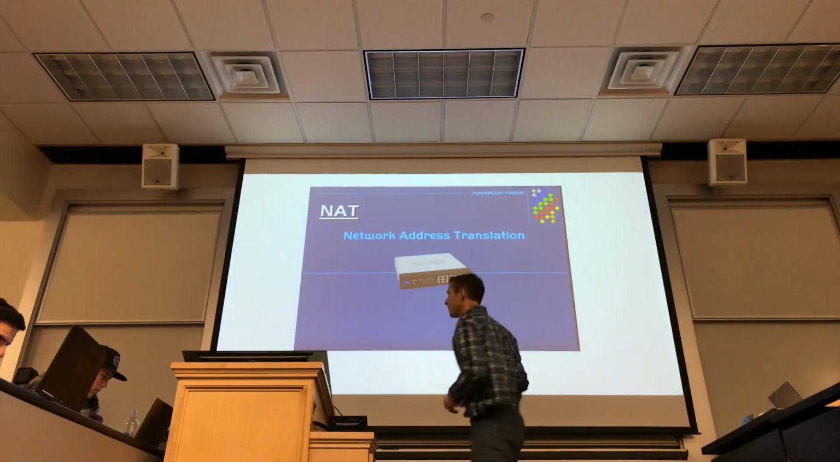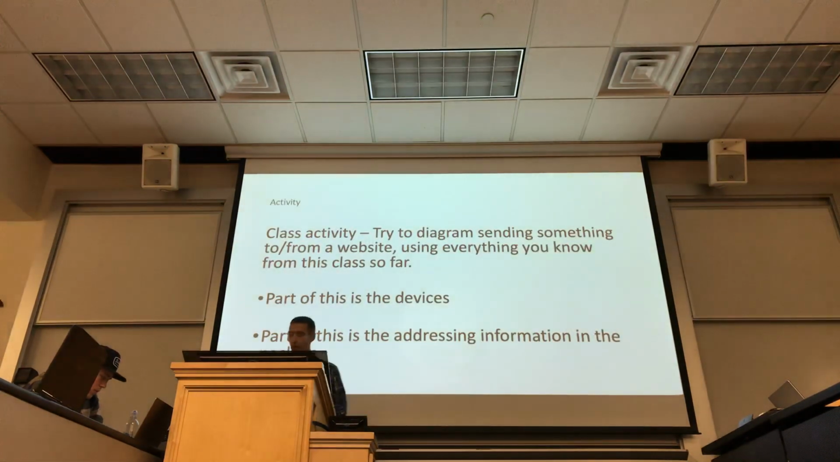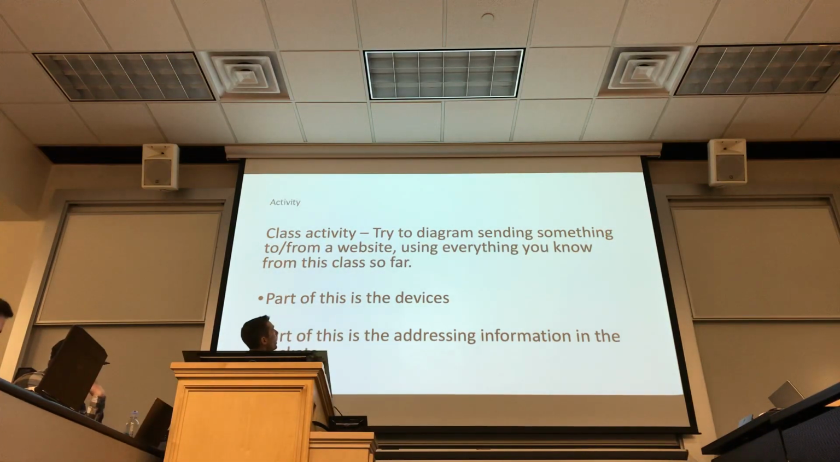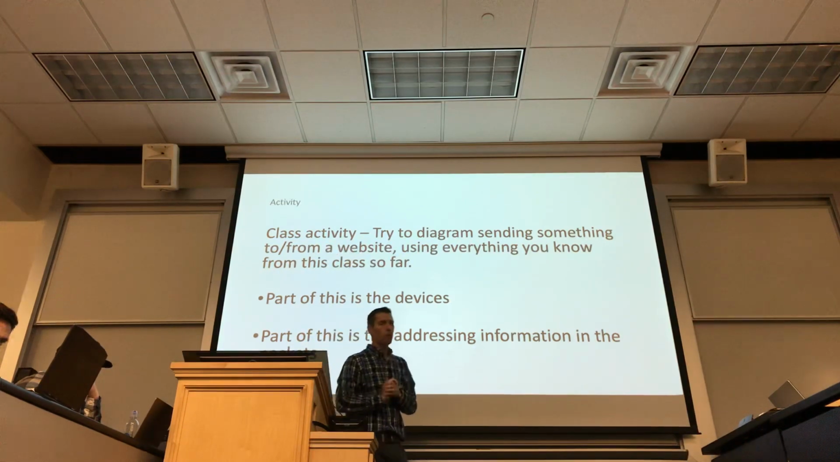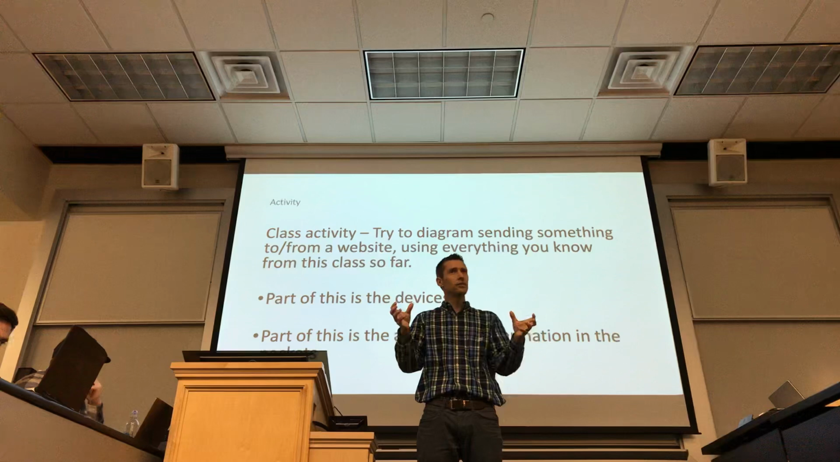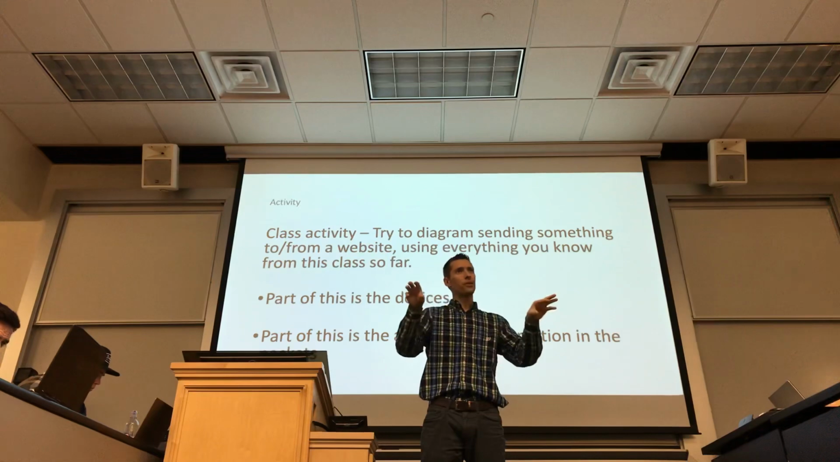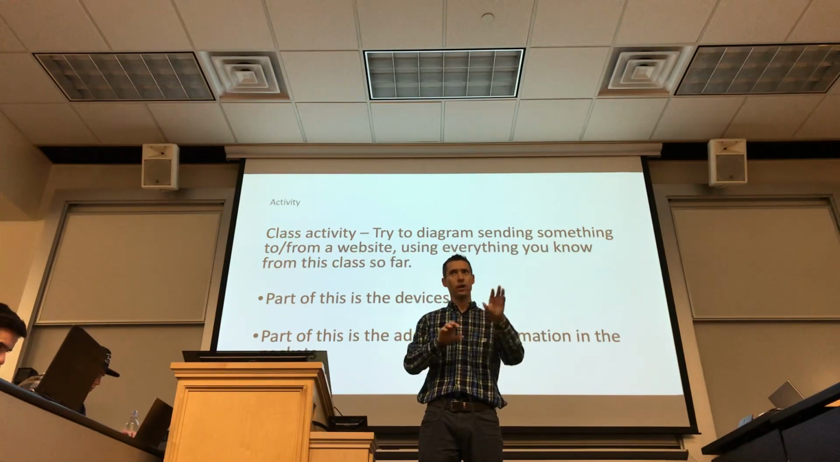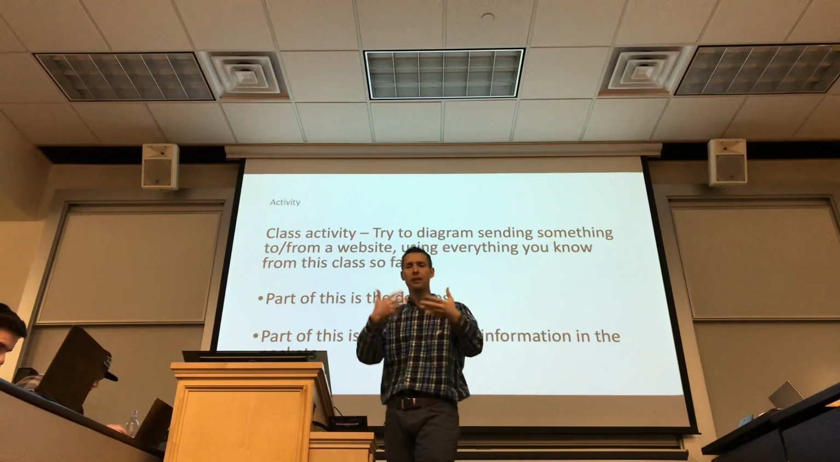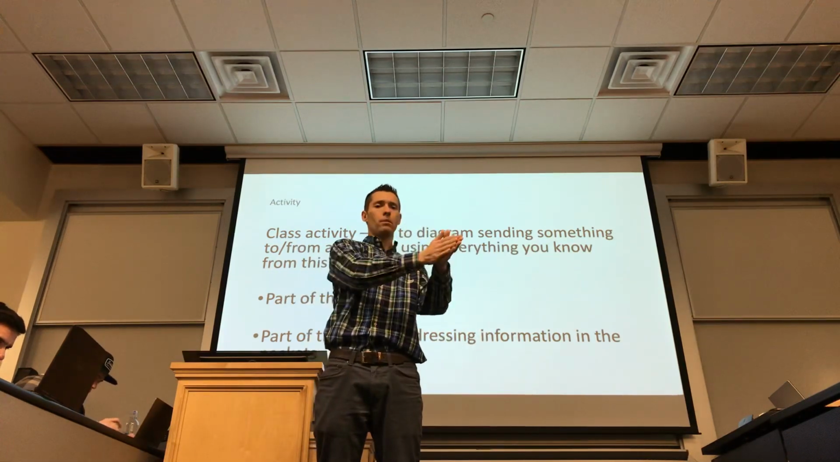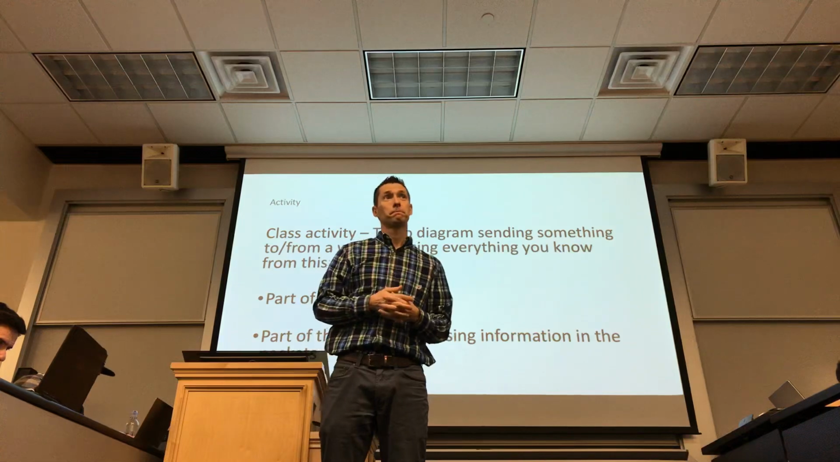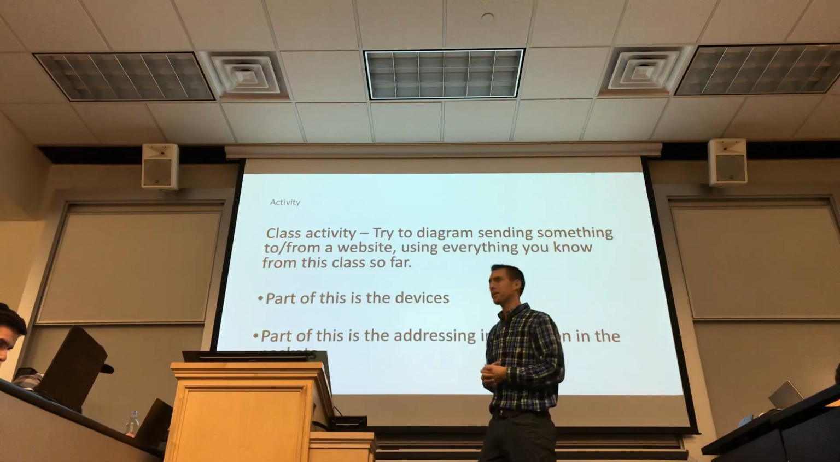Okay, so here's your challenge. I don't know if you have a drawing tablet or a piece of paper. I would like you to diagram sending something to and from a website using everything you know from this class right now. Like I said in the first bullet point, part of this relates to what are the devices that are involved, and the second part is, what's the role of addressing at each step. So the devices and the addresses. Try to replicate and explain how something goes from a PC out to a server and back. Good luck.